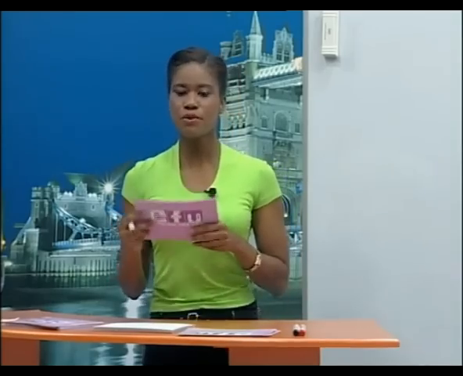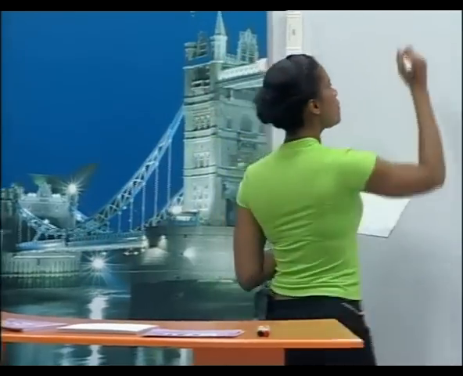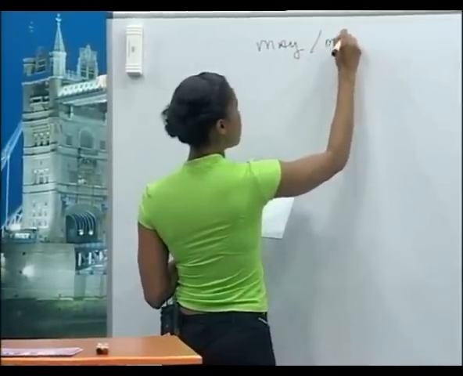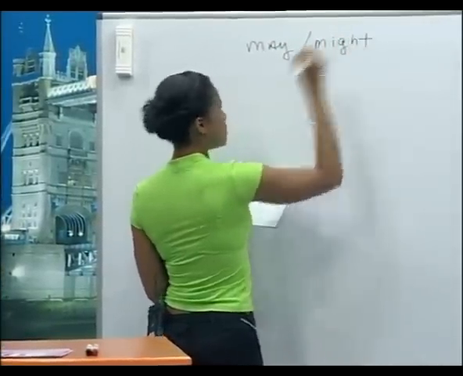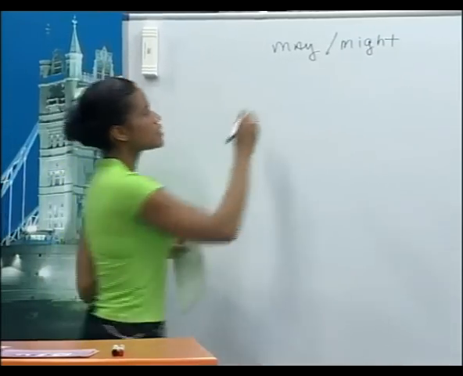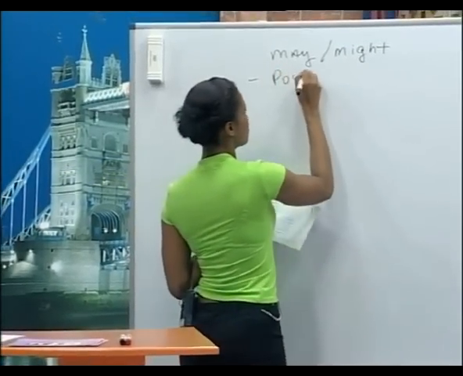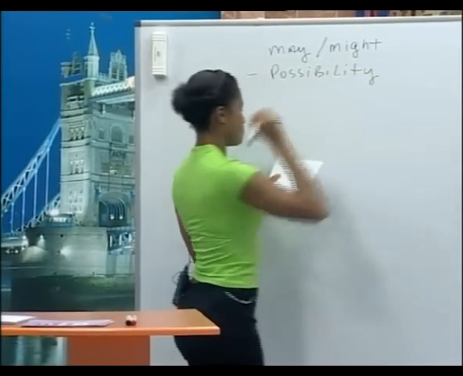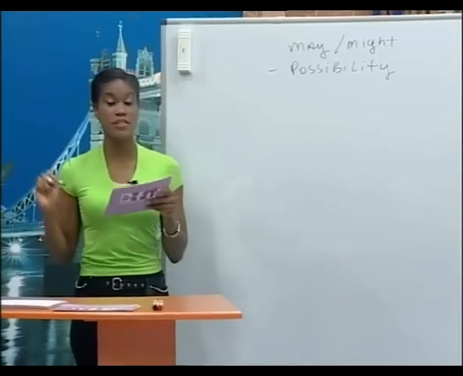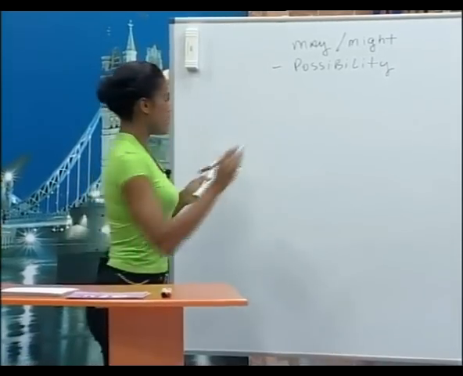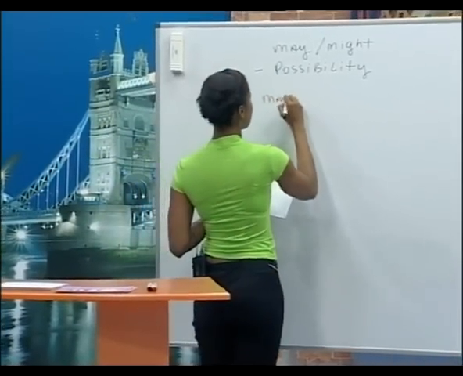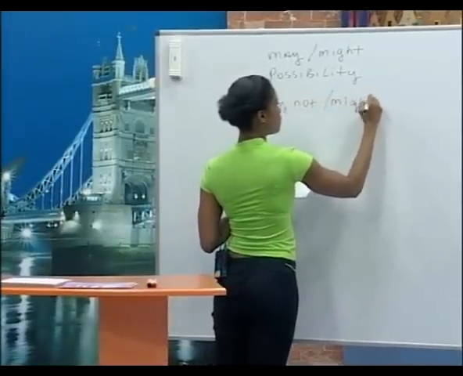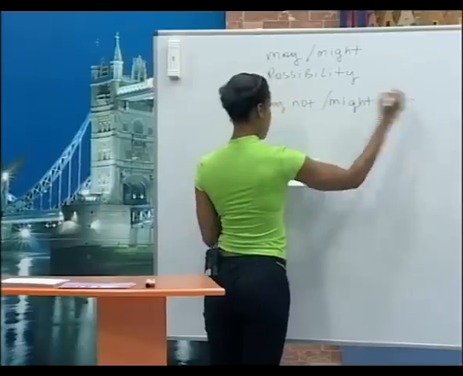Let's do one more review. Now we'll review may and might. So may and might express possibility. Means the same as maybe. They are usually used to refer to the future. Okay, may not and might not are, of course, the negative forms.